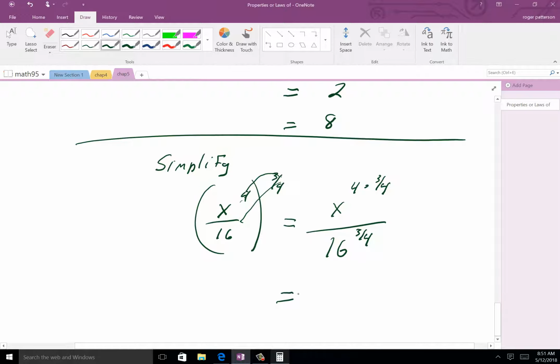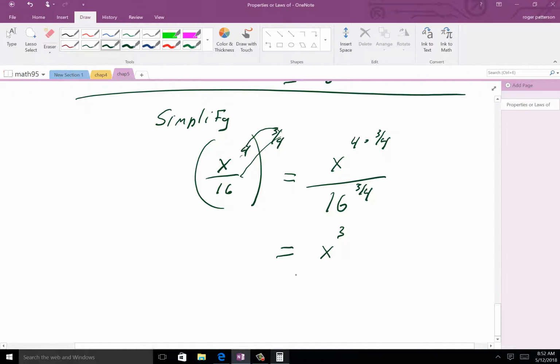Okay. So whenever I have raising a power to a power, I'm going to multiply it. It doesn't matter whether they're exponents or fractions or not. It's all the same thing. So I'm basically taking 4 times 3 over 4. So what's that thing going to be? 4 times 3/4 is 3. Okay, so it's x to the 3rd. So that's done. Now I've got to figure out what 16 to the 3/4 is.